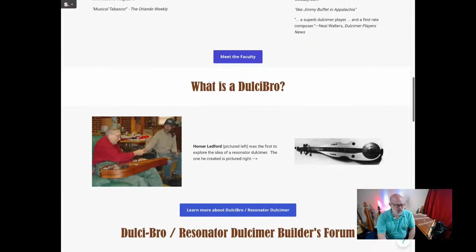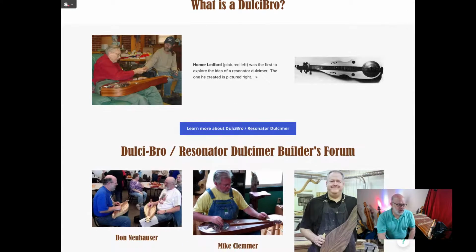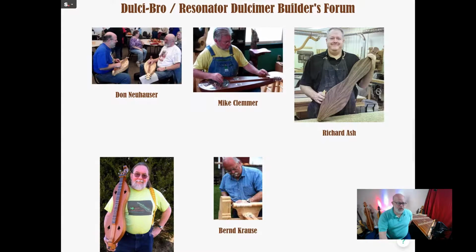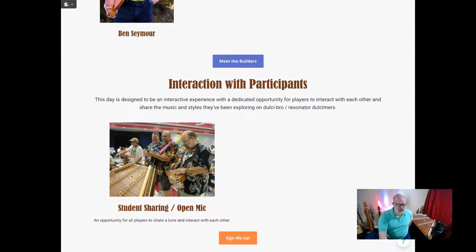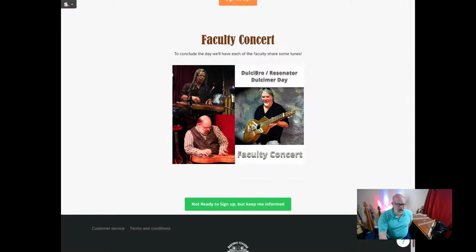If you go to the page, you can poke around. What's interesting is here's a picture of Homer Ledford, who was the first one to try this idea in an instrument. And I just learned from Chris Kennison, who doesn't play dulcimer now, but he ordered one from Homer back in 1973 or 74. A piece of this day is going to be a builder's forum of those who are currently building, and a chance for students to share with each other in an open mic or share their ideas or questions, and we'll end with a faculty concert.